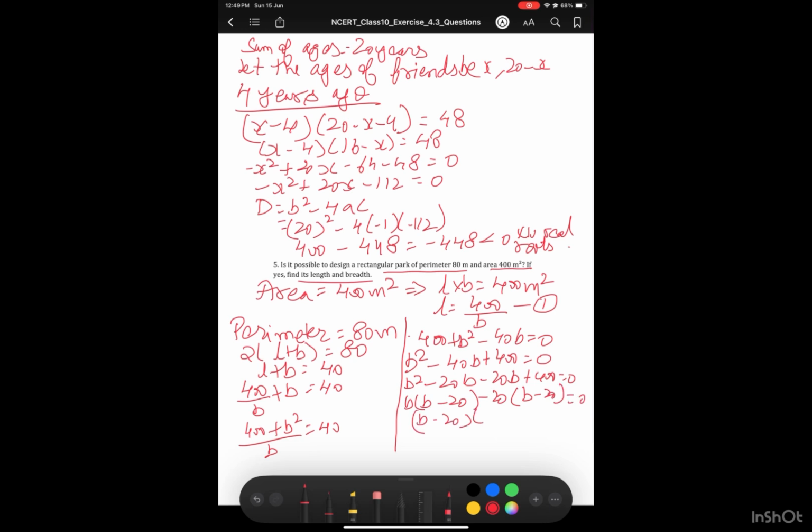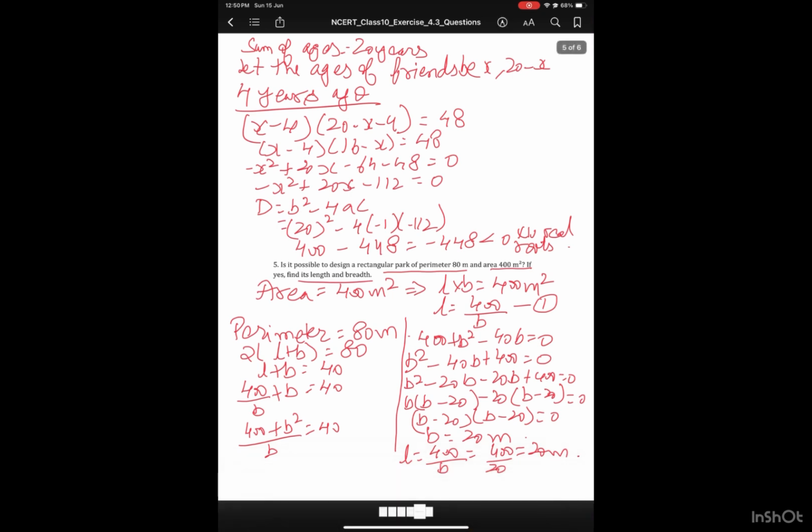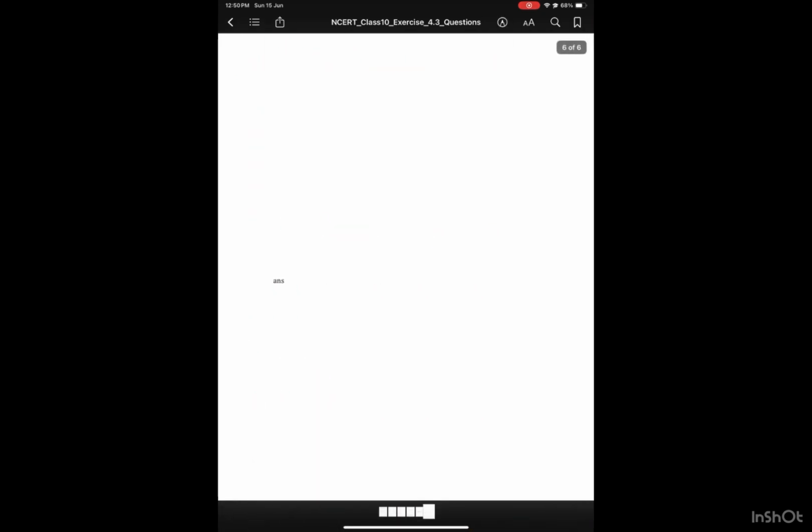So B is 20 meters. If B is 20 meters, L would be 400 upon B, which is again 20 meters. In this case, length and breadth both are 20 meters. So beta, I hope the quadratic formula is clear with everyone. If in any case you are not able to use splitting the middle term, you can go ahead and use quadratic formula for solving the answers. I hope it is clear with everyone.